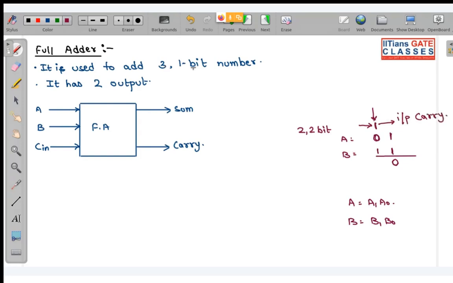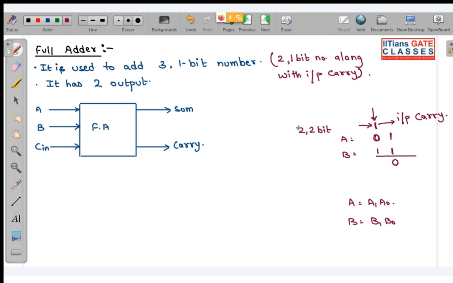It is used to add two 1-bit numbers along with an input carry. So this is done by the full adder. This is the basic motivation why we require a full adder, because in addition we always have a carry, and in subtraction we sometimes need to do a borrow.